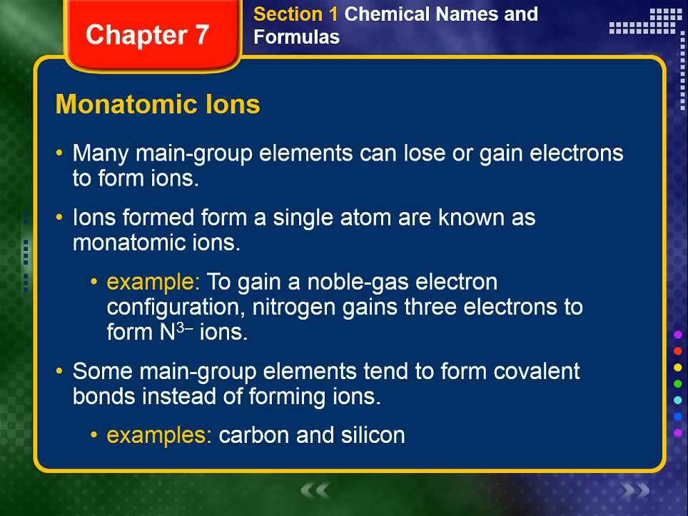Chapter 7, Section 1, Monatomic Ions. By gaining or losing electrons, many main group elements form ions with noble gas configurations. For example, group 1 metals lose 1 electron to give 1+ cations, such as Na+. Group 2 metals lose 2 electrons to give 2+ cations, such as Mg2+. Ions formed from a single atom are known as monatomic ions.